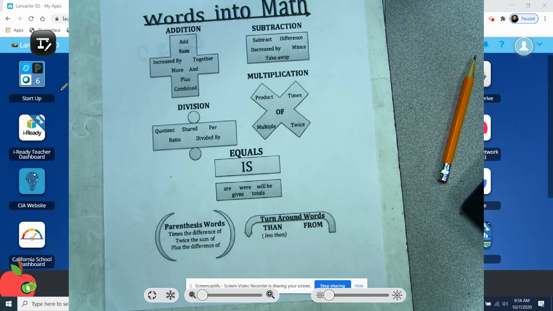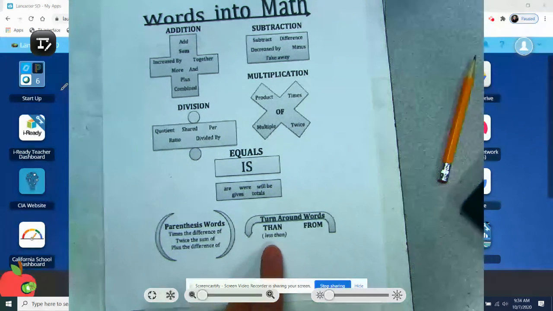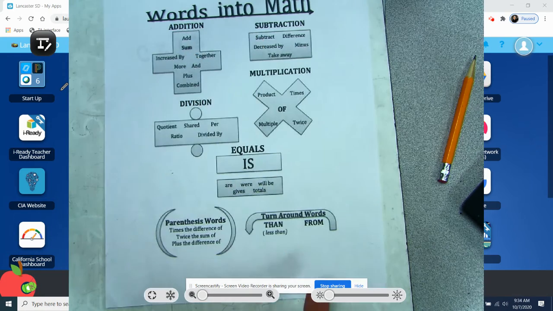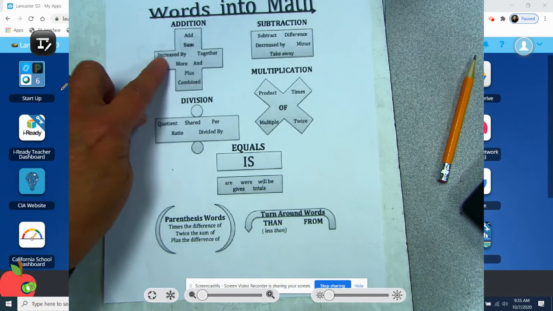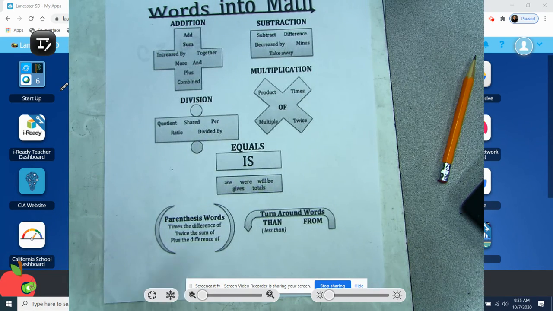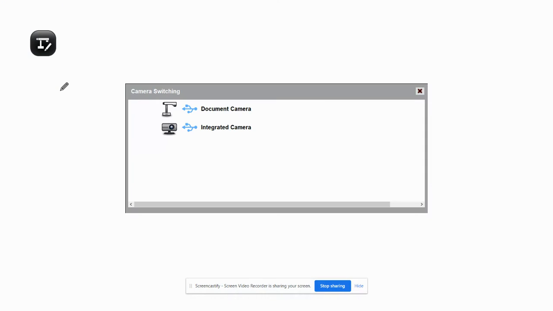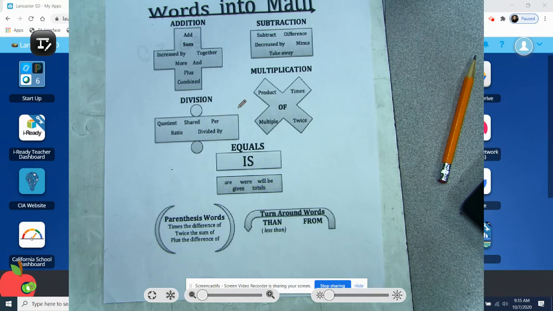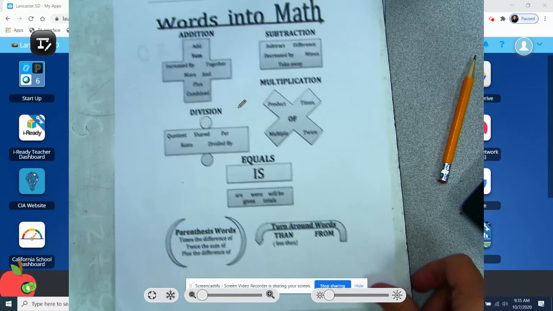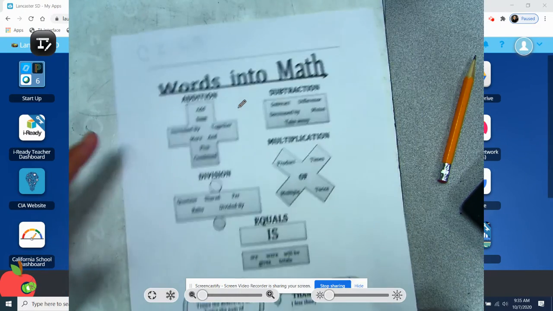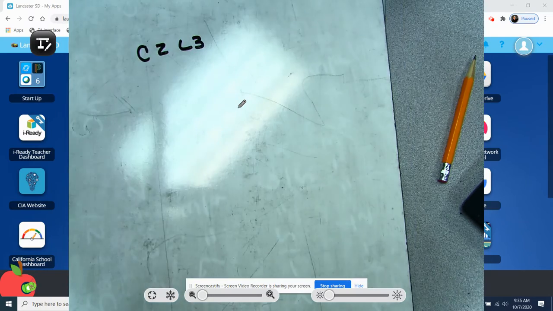Okay? So you've got these words that are called turnaround words. If you see less than, that means we're decreasing. If you see more than, it means you're increasing. If you see the word is less than, then we could be talking about inequality. So you have to watch the inequalities. They'll come up at different times. Okay? So words into math.